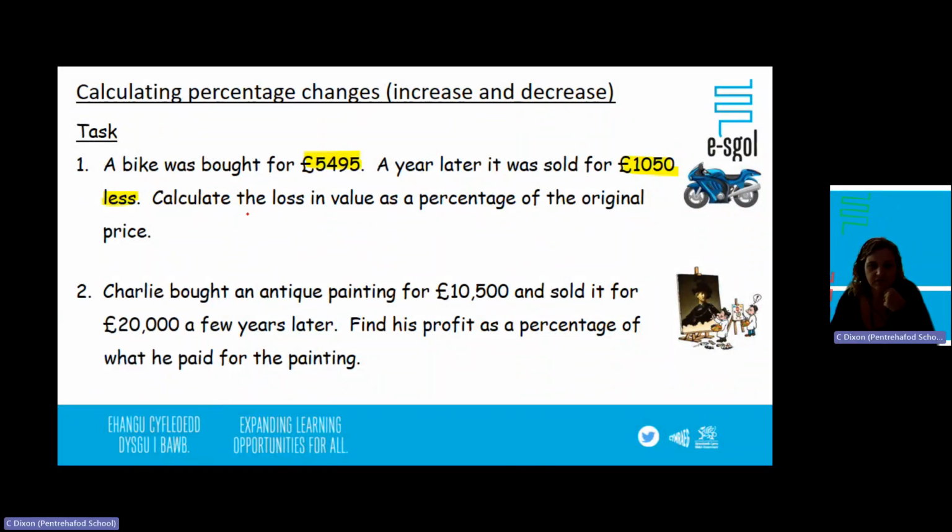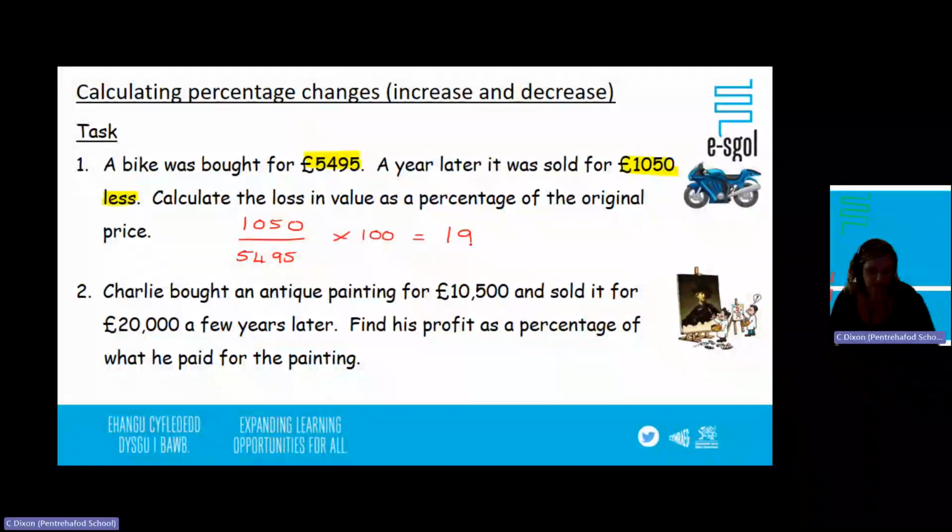So it's gone down by 1,050. Okay, so the change that's happened is the 1,050. Originally, the bike cost £5,495. Multiply by 100, and then into your calculator, 19.11. I'm going to stick to 2 decimal places, okay, because that one did go on. So 19.11% was the reduction as a percentage.